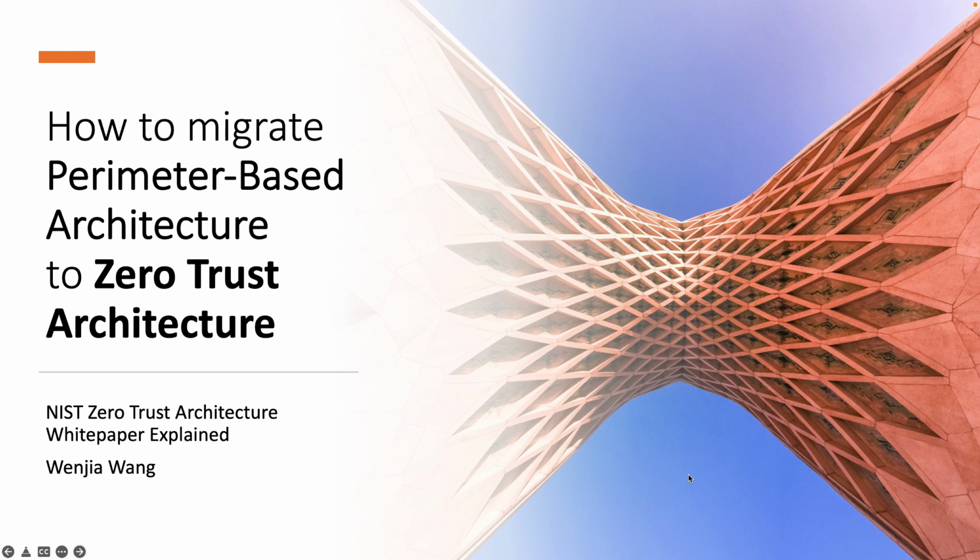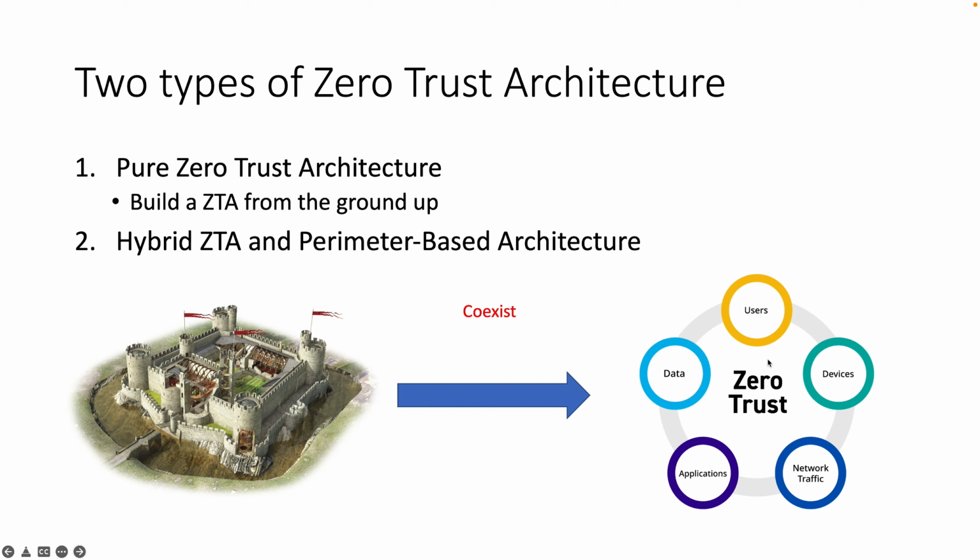Hey guys, in this video, we talk about how to migrate perimeter-based IT architecture to zero-trust architecture. Mainly, there are two types of zero-trust architecture. One, of course, would be pure zero-trust architecture. It would be possible to build a zero-trust architecture from the ground up in a greenfield approach.